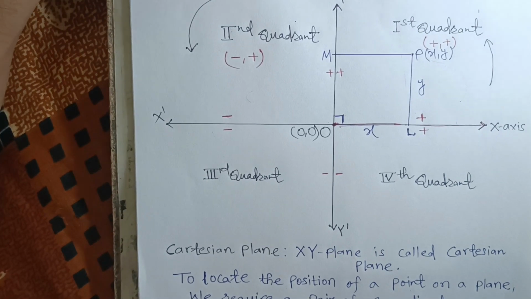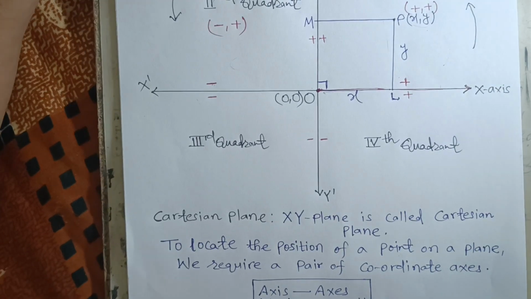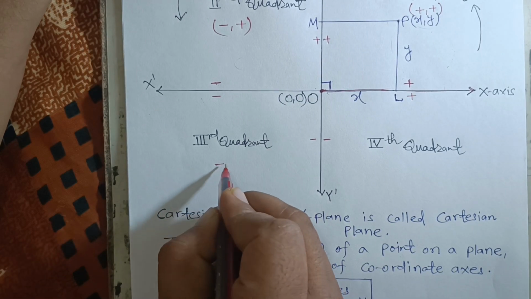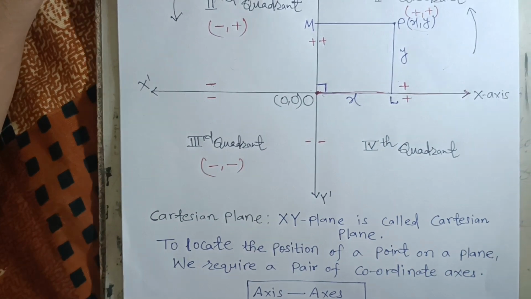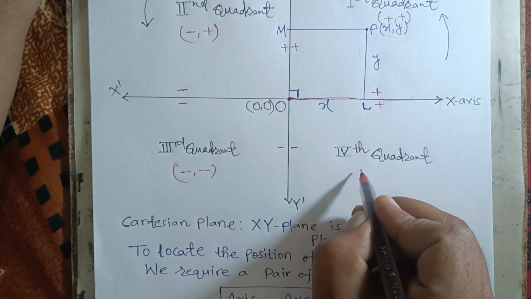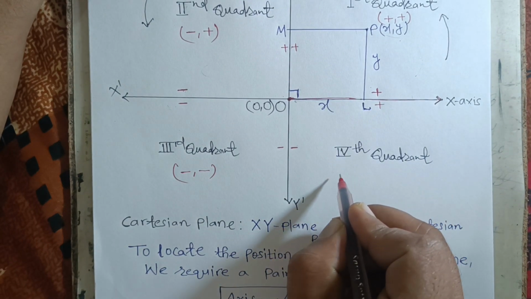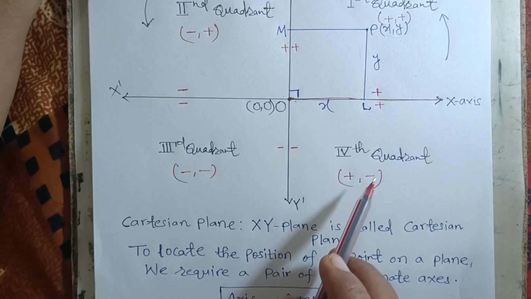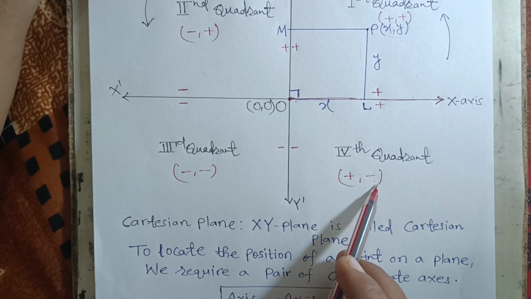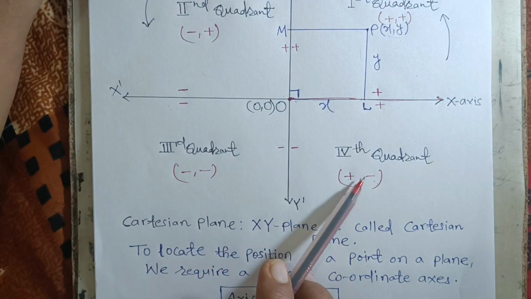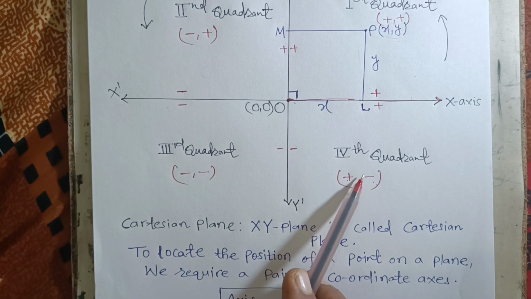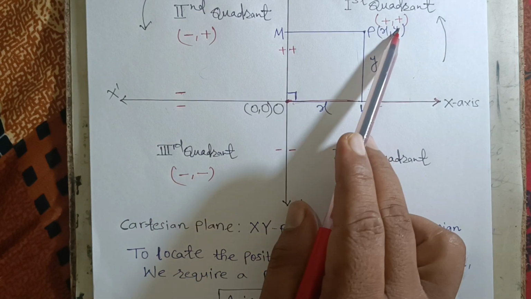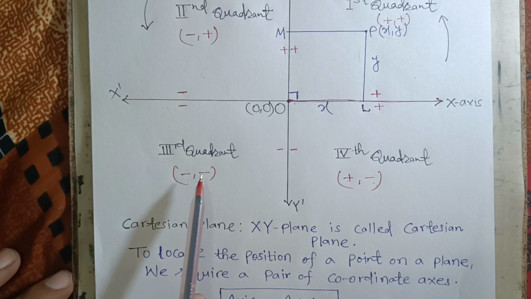For third quadrant, students, the sign is x negative, y negative, both parts negative, so minus minus. Fourth quadrant: x is positive and y is negative. Just opposite of second quadrant is the sign of the fourth quadrant, and just opposite of first quadrant is the sign of third quadrant, means both plus, its opposite both minus.